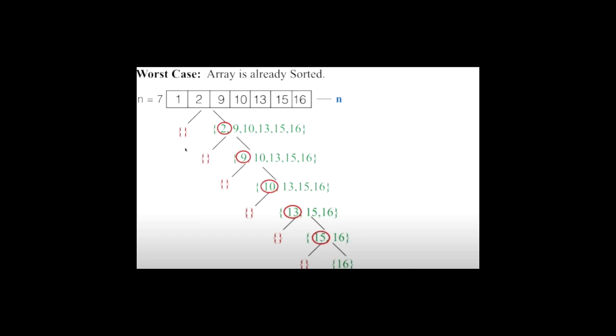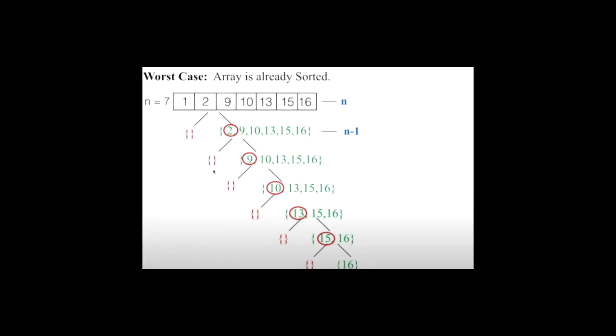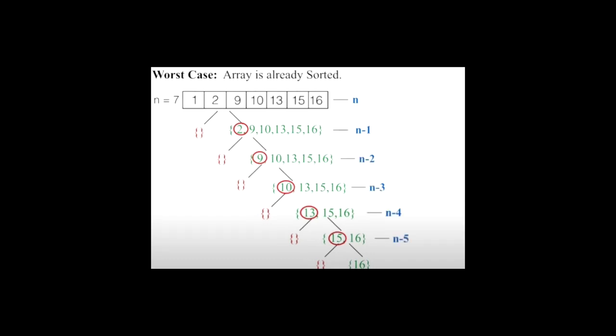The partition algorithm will take time n for this array. We have nothing in the left side array, so the partition algorithm will take time n-1 for the next one. If we continue like that, we will get n-2, n-3, n-4, and n-5 for all.